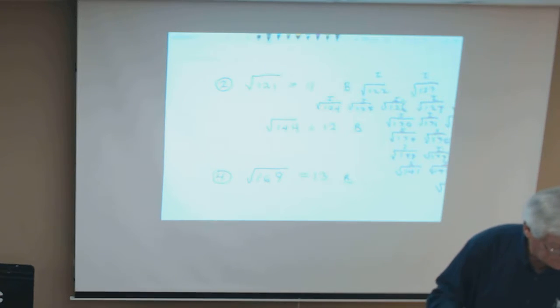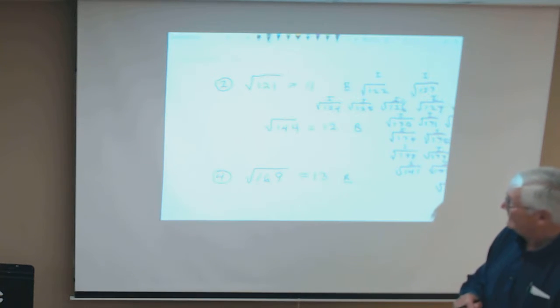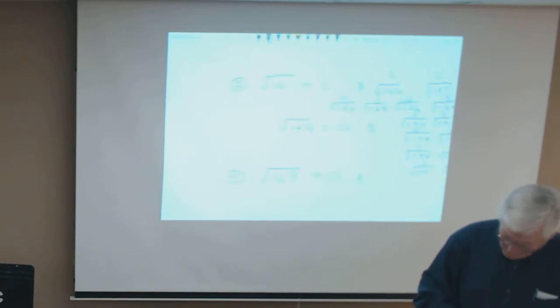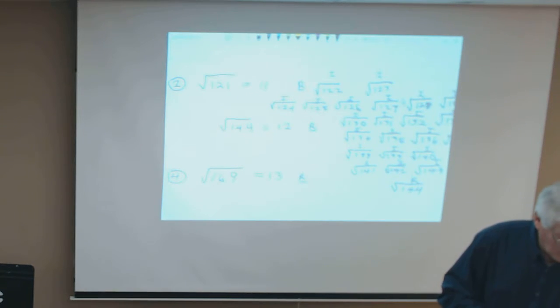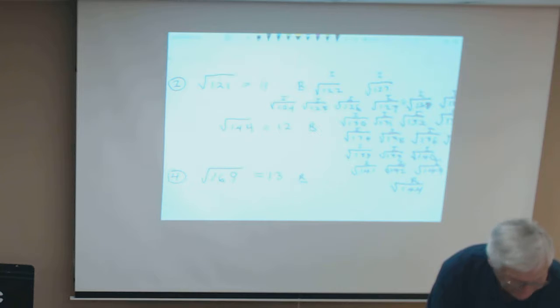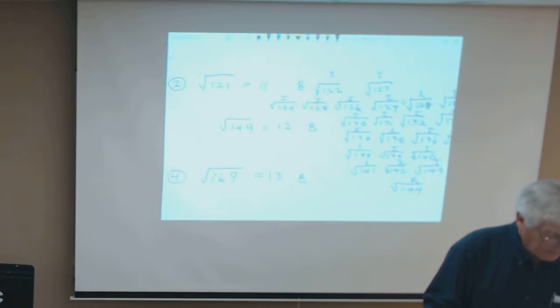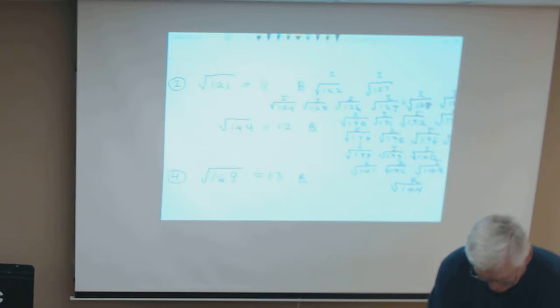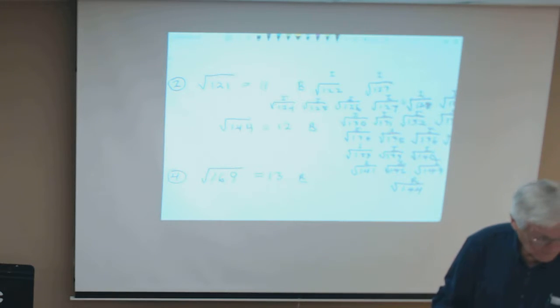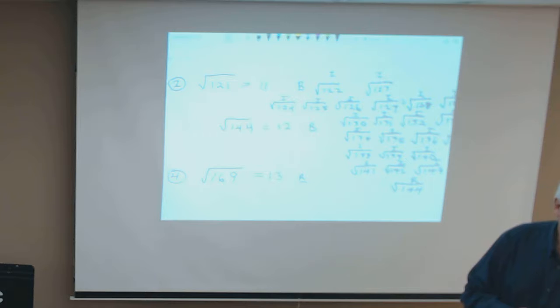Page 301. What's that mess I have up there? In problems 1 through 20, classify each number as rational or irrational. Page 259 defines rational numbers. Page 296 defines irrational numbers.